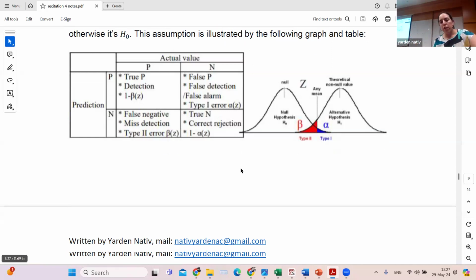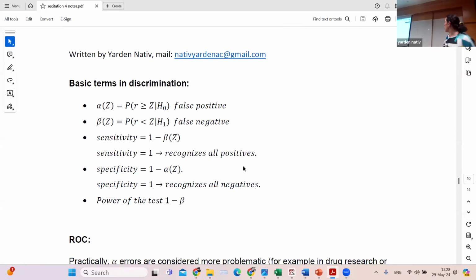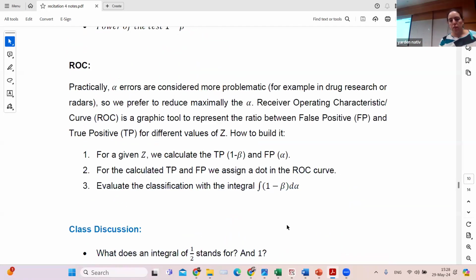So we have here all the definitions, please note them, because I think that in your project you are asked about the sensitivity or something like that. So just take it from here. So I want to show you an example.